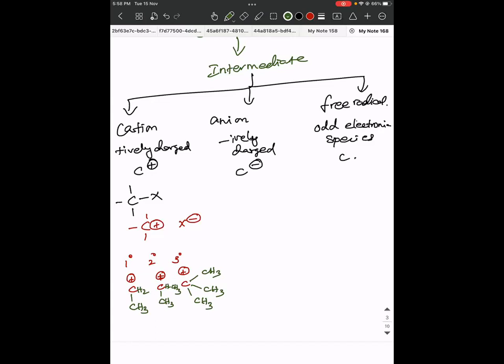When the carbon which has the positive charge is attached with one carbon, it's a primary. The carbon having positive charge attached with one carbon, primary; two carbon atoms, secondary; three carbon atoms, tertiary. So now you tell me whether it is positive. So this carbon atom is what? What's the answer? All of you tell me. This carbon atom is here. What?